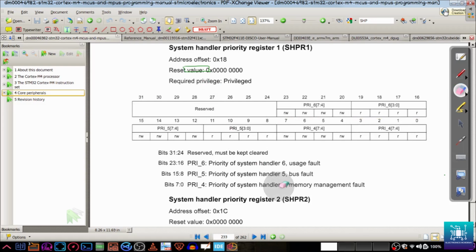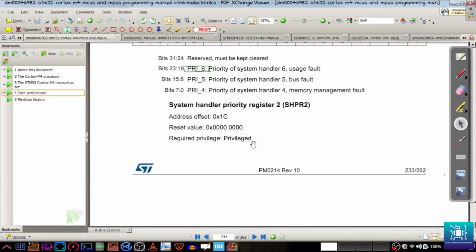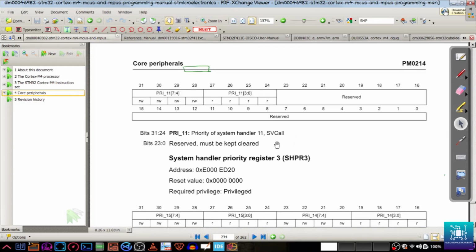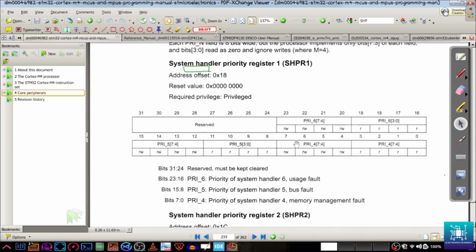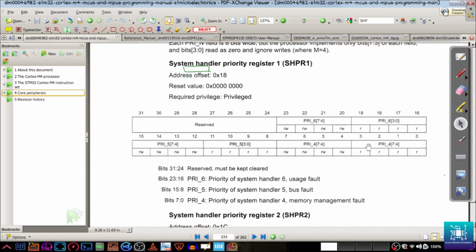So go further down, we have the system handler priority 2 register. Now the priority 2 register only handles the SV call. So SV call again is in the position. You have to keep in mind the position of the byte. So this is 1 byte, and the lower 4 bits are read only, because we know that only the upper 4 bits are used for setting the priority. Now since the lower 4 bits are read only, as you saw, there's a shift by 4 done.